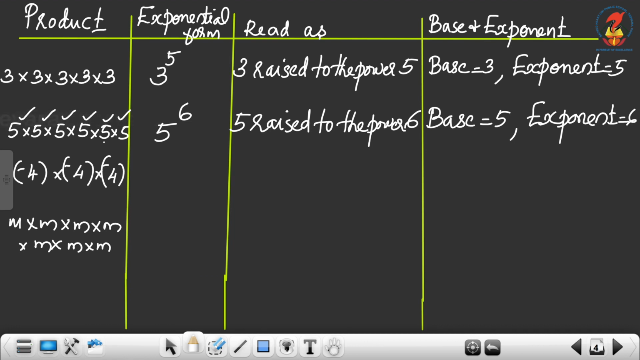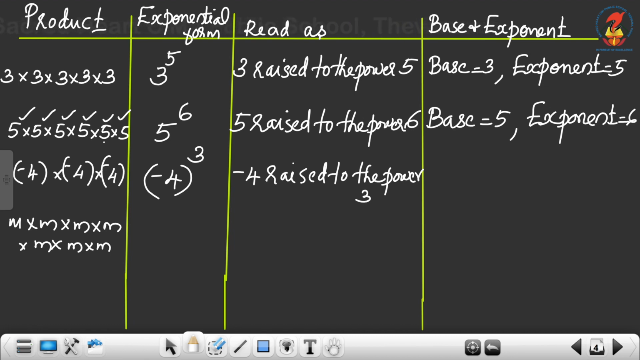Then again, negative 4 into negative 4 into negative 4. Negative 4 is multiplied by itself how many times? 3 times. So write negative 4, then right hand side up you write 3. How can we read it? Negative 4 raised to the power 3. Here the base is a negative integer. So base is negative 4 and the exponent is 3.